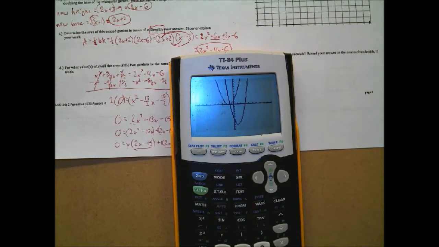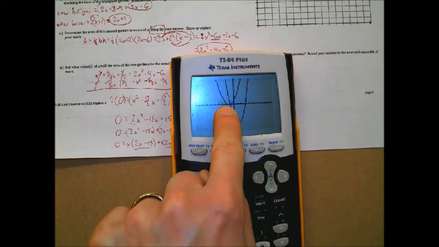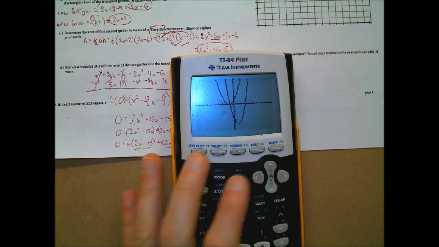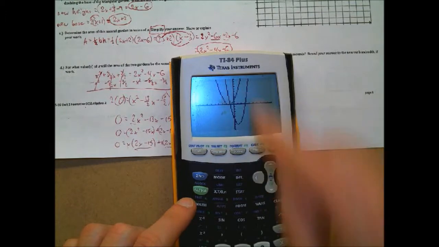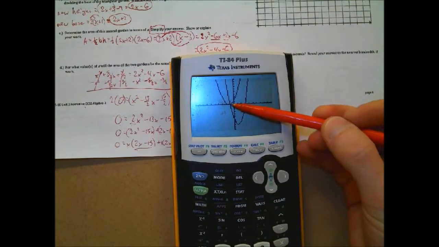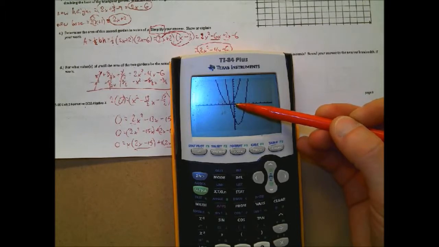Okay. And I can see a point of intersection right there. Right? There's a point of intersection right there between the two curves. There's one, there's the other. So the point of intersection is right here. How can I use my graphing calculator to find what the exact coordinates of that point of intersection are? What do I need to press? You guys know?